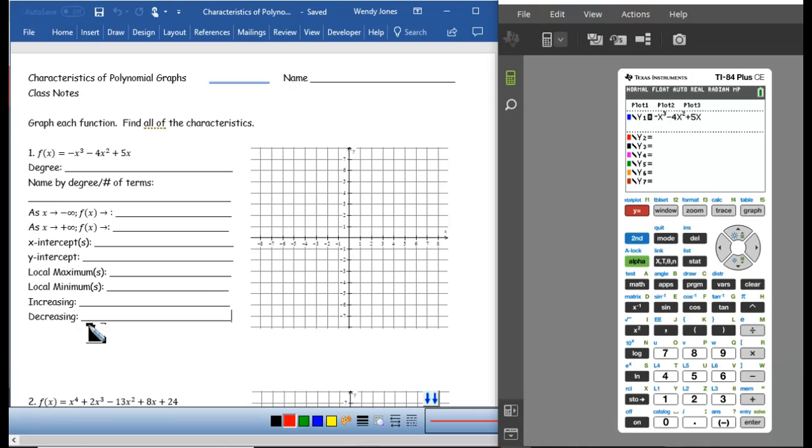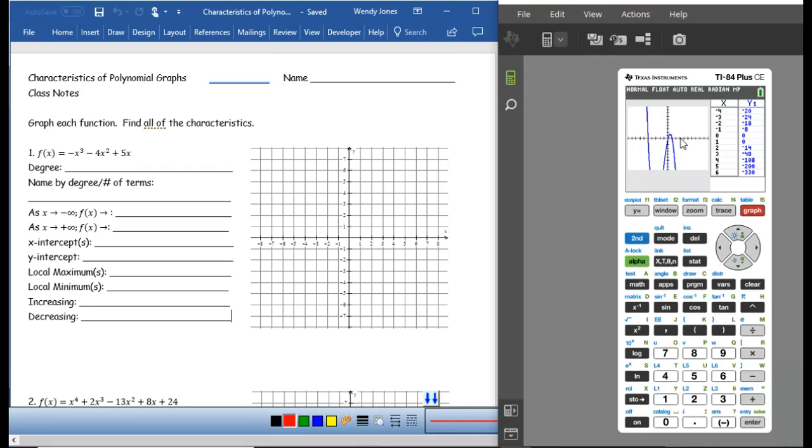And then increasing and decreasing intervals are something we talked about in previous graphs, but we haven't touched on that in polynomials yet. The first thing we want to do is graph this equation using our graphing calculator. When you do this, you may notice that you cannot see the entire graph in your current window. So one of the things that I want you to do is resize your window. We haven't done this yet, so I'm going to walk you through it step by step.